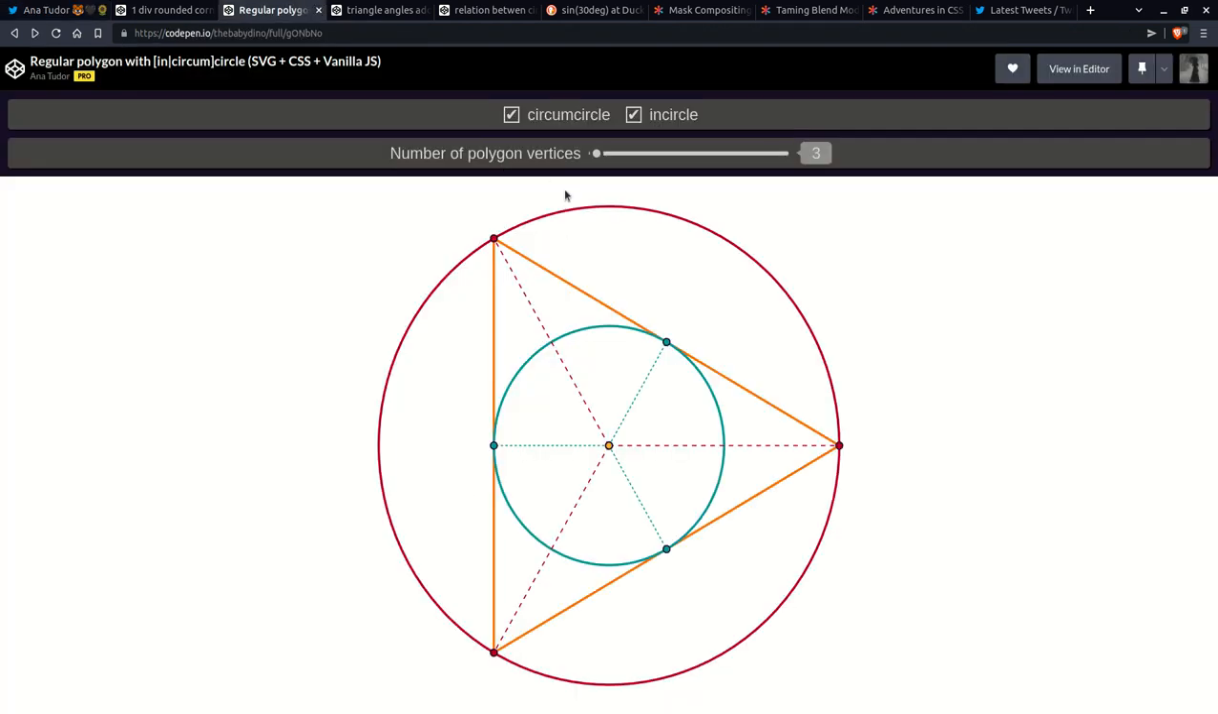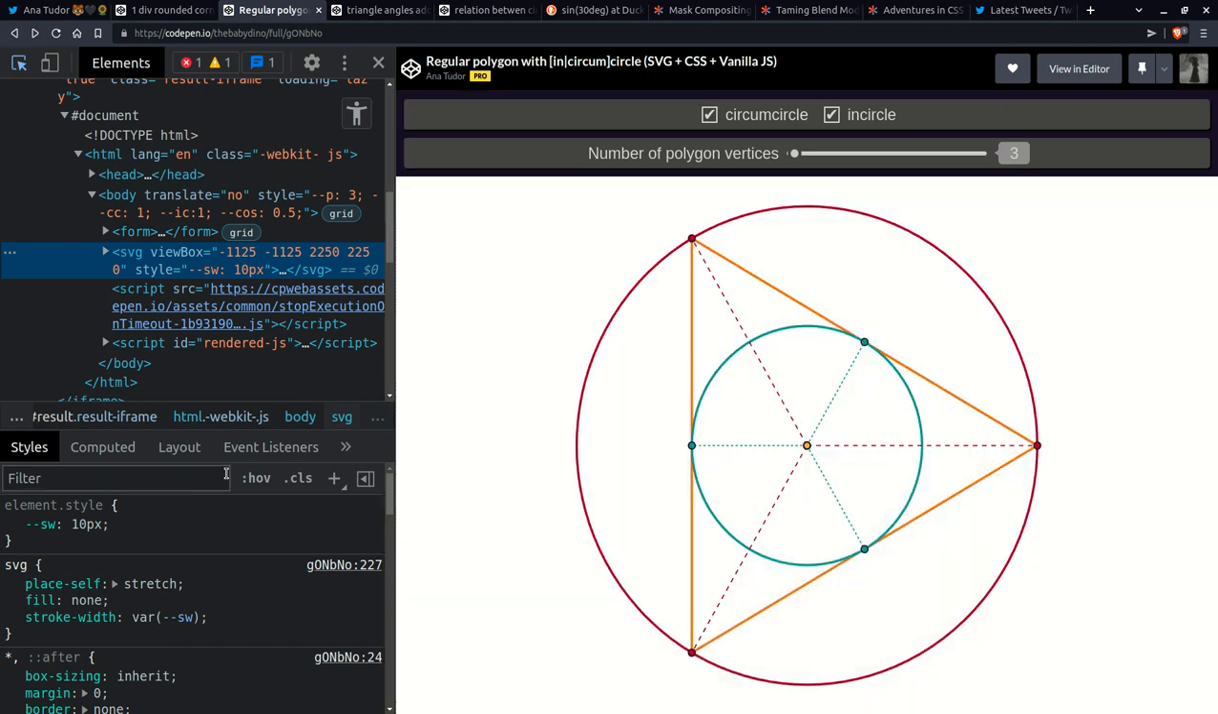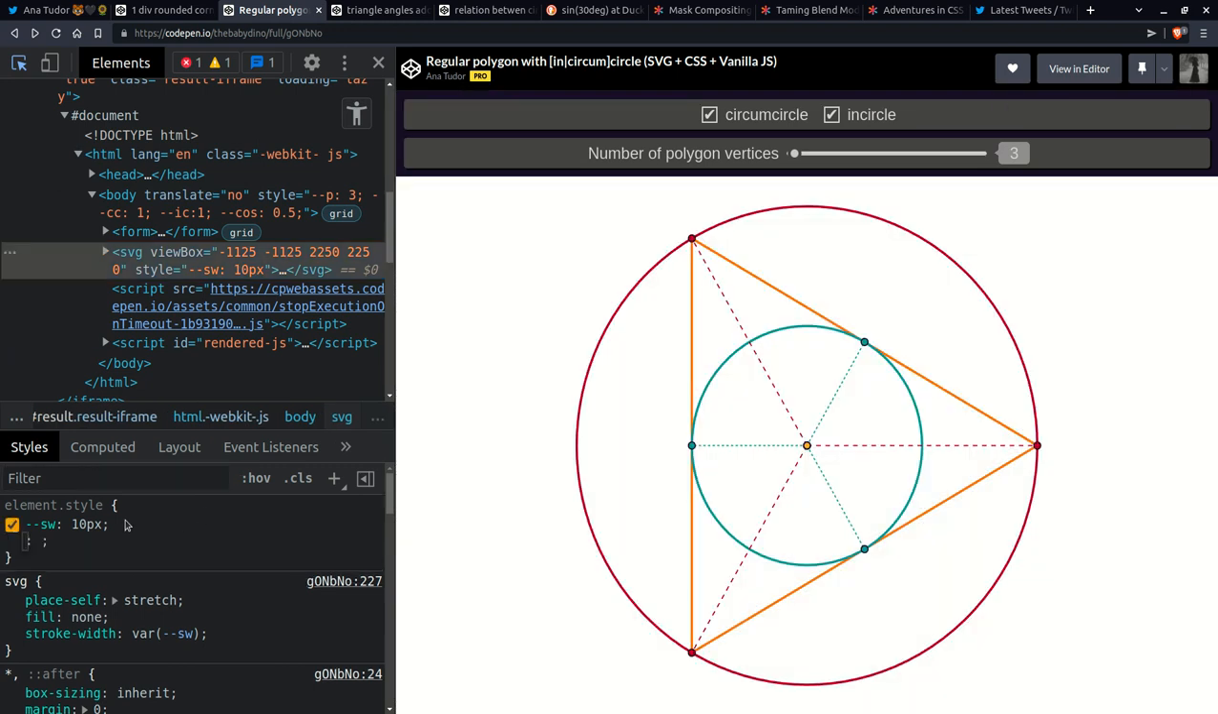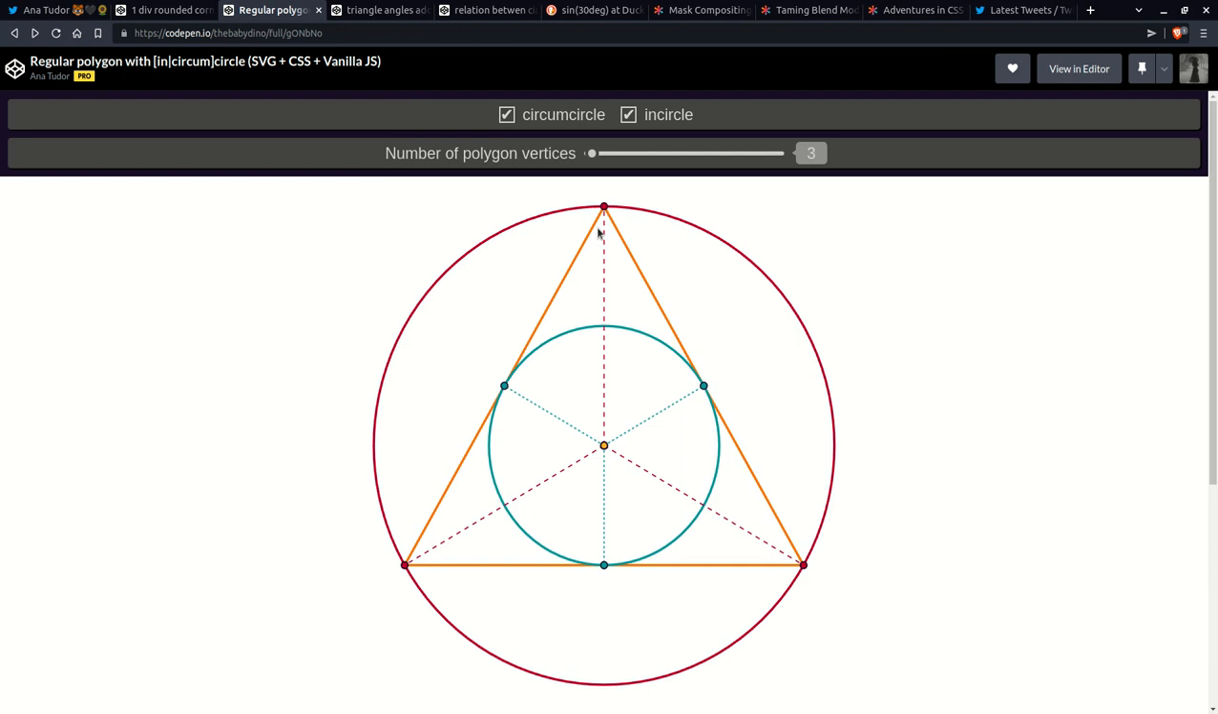We're going to consider this outer triangle with pointy vertices, just like we have right here. This one starts from 3 o'clock, not from 12 o'clock like we want. But hey, what are dev tools for? So we have our SVG, and then we're going to have rotate minus 90 degrees. Okay, that does it. Let's close DevTools, and this is pretty much the triangle we want.